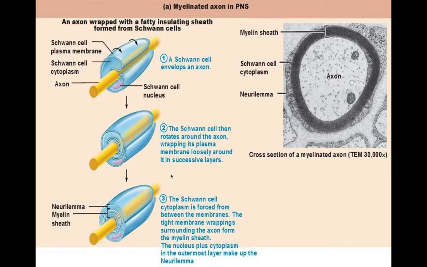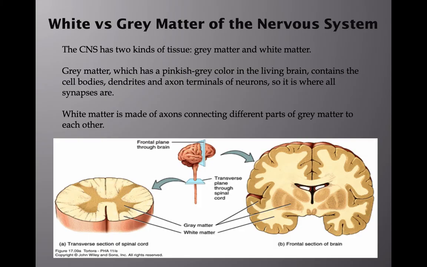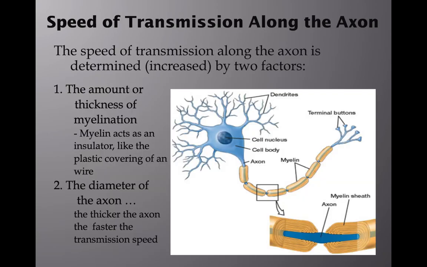On the next slide, you can use this slide to create your illustration for your Schwann cells, right? You can see here how they divide neurilemma and myelin of the Schwann cell. White versus gray matter is not a very important point here, so please just memorize what's here or not. Okay, and the speed of transmission, there's only 2 points, and I think we've talked about one, right?